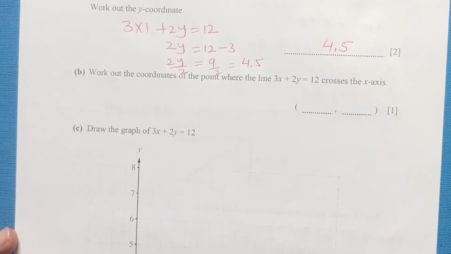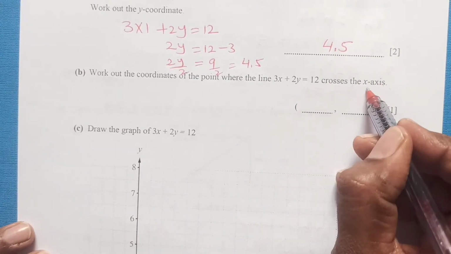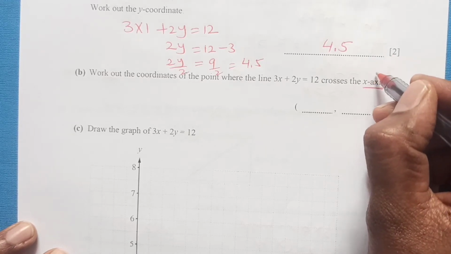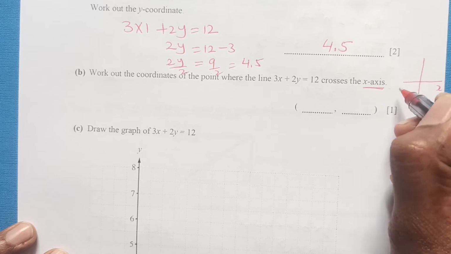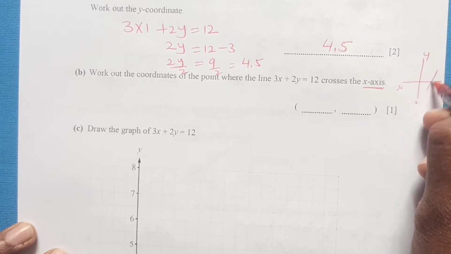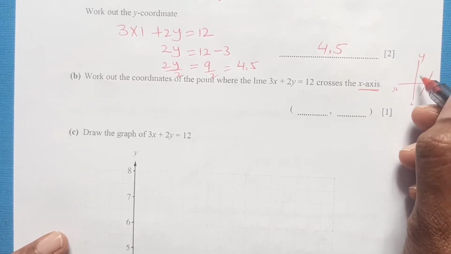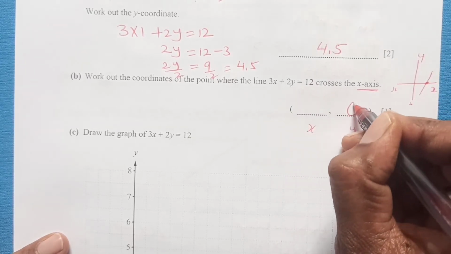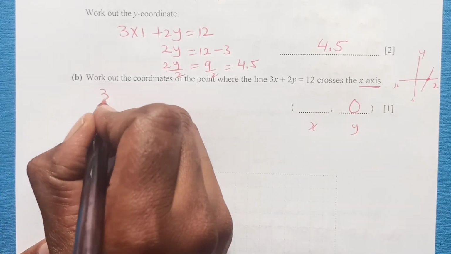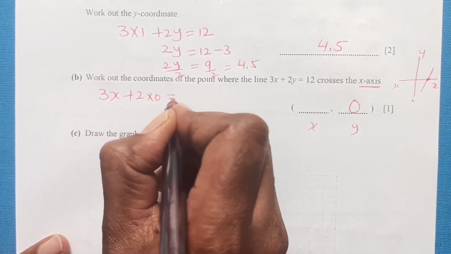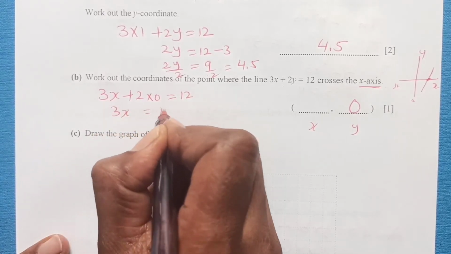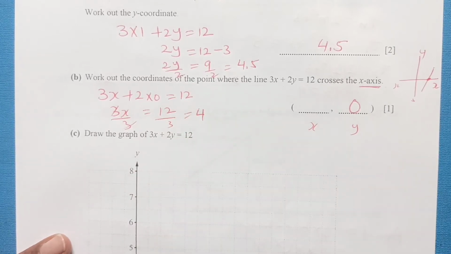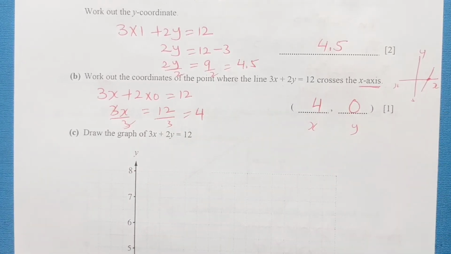Part B. Work out the coordinates of the point where the line crosses x-axis. So if we have this x, this is y. If a line crosses x-axis, that means this point y will be 0. So let's see what is the value of x. 3x plus 2 times 0 is 12. So 3x equals to 12. Divide by 3, divide by 3. So this is 4. So our point is 4 and 0.